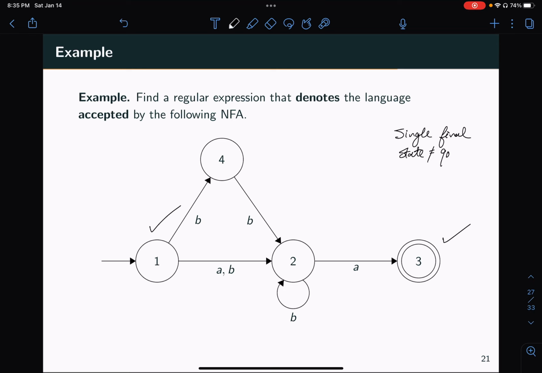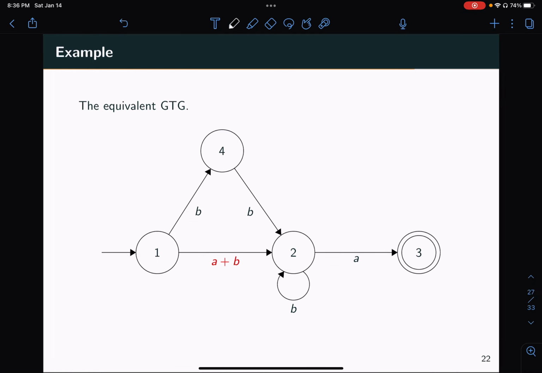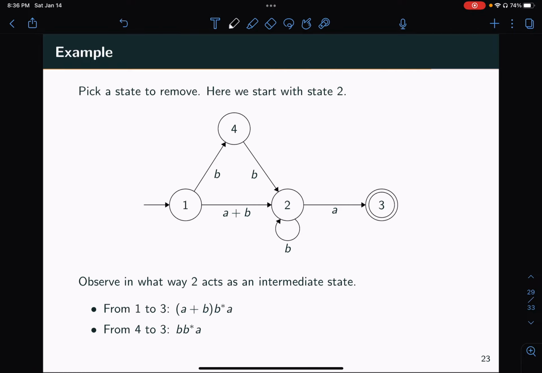Okay. Now I have to convert this to a GTG. The only thing that I really need to do is, for instance, this guy here. This is saying that I can transition from 1 to 2 by reading an A or a B. So that's how I'll label this edge. Okay. So now I have a GTG. Now I'm going to start removing states. So I'll pick the state 2 to remove first, right?